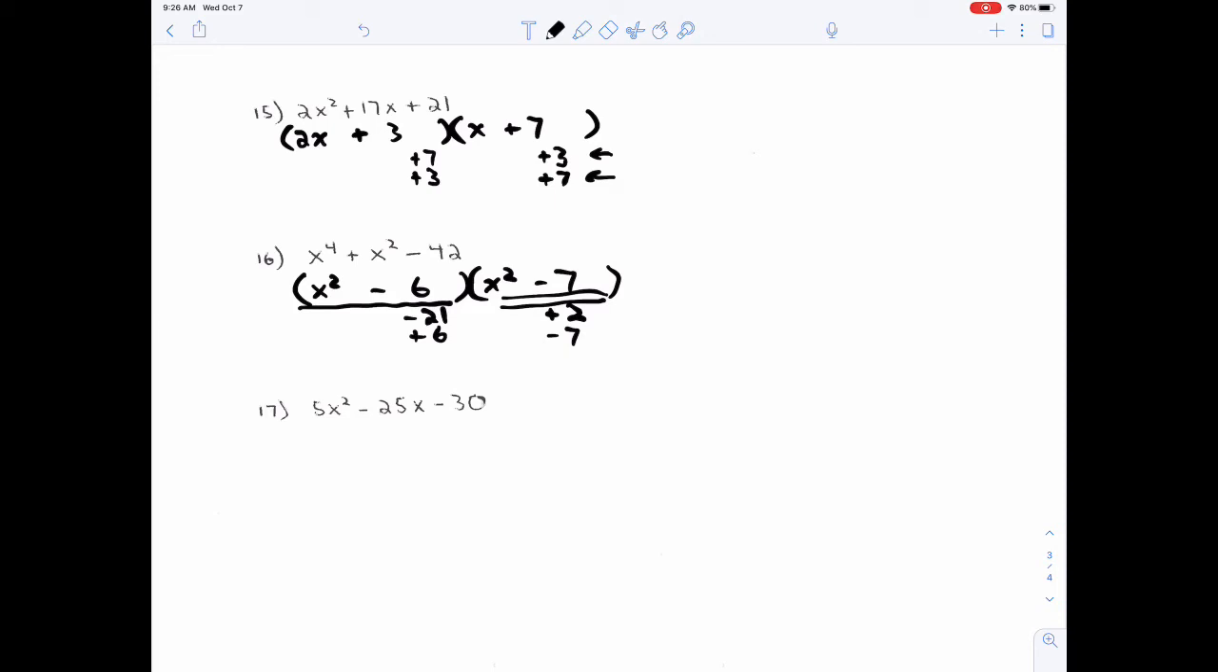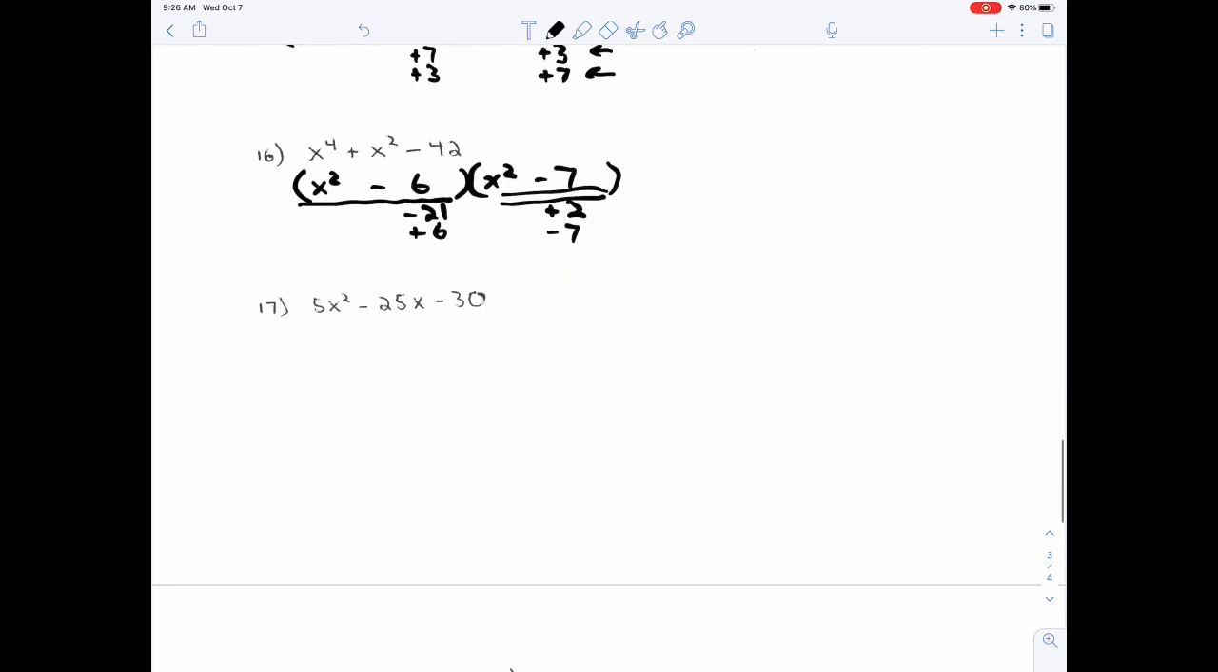No. Difference of two squares or trinomial? No. That's how you know you're done. Okay? All right, number 17.